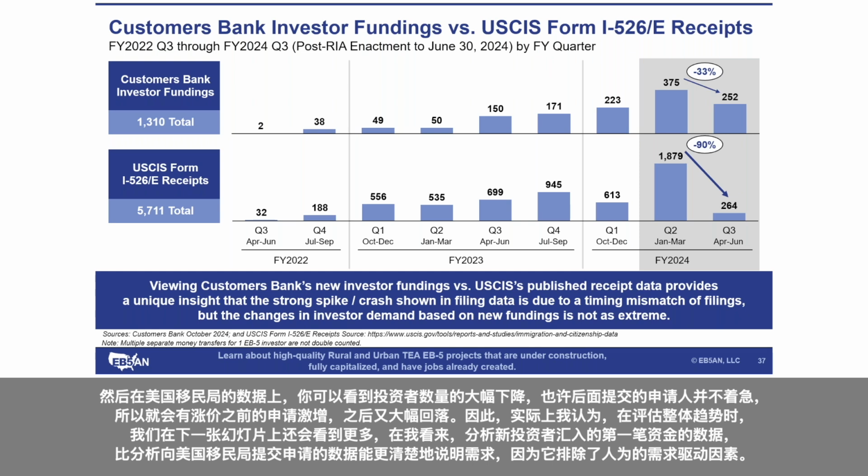So I actually think that when looking at the overall trends, and we've got more on the next slide, the first wire for a new investor tells a much clearer story about demand than the actual file going to USCIS because of those artificial demand drivers. All right.